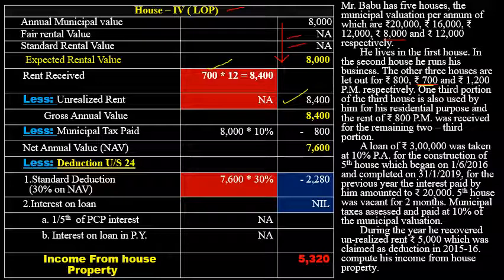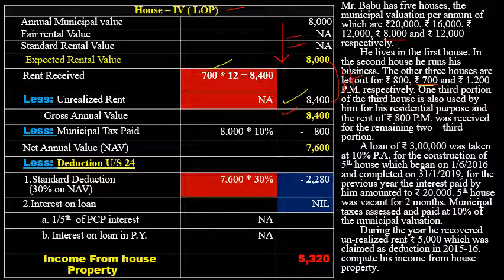Next, gross annual value. Since there is no vacancy period and unrealized rent, so expected rental value or rent received, whichever is the highest, is the gross annual value. Higher of these two is the gross annual value. 8,000 or 8,400, whichever is the highest is gross annual value. So here it is 8,400.